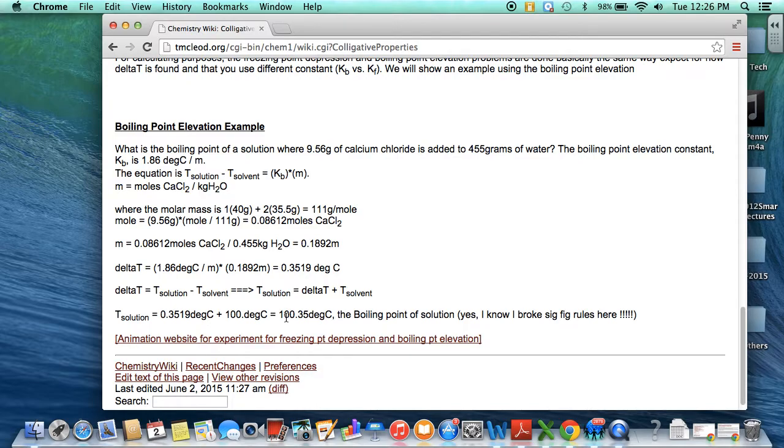So the boiling point of the solution is 100.35 degrees C, which, yes, I know I'm breaking the sig fig rules, but it's not a very big change, so I needed to break the rules so you could see the change. Okay, so that's how you do the calculations. Again, you're not making it one equation; you're keeping it as two different equations. And again, Raoult's law, we're not going to do the math on that. An analogous way of doing it is for freezing point; you just use the freezing point equations. So this is how you do it if it's mathematical.